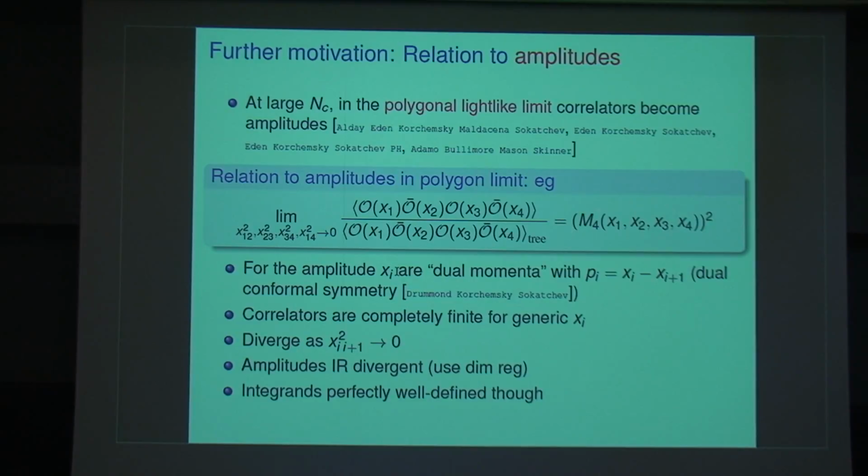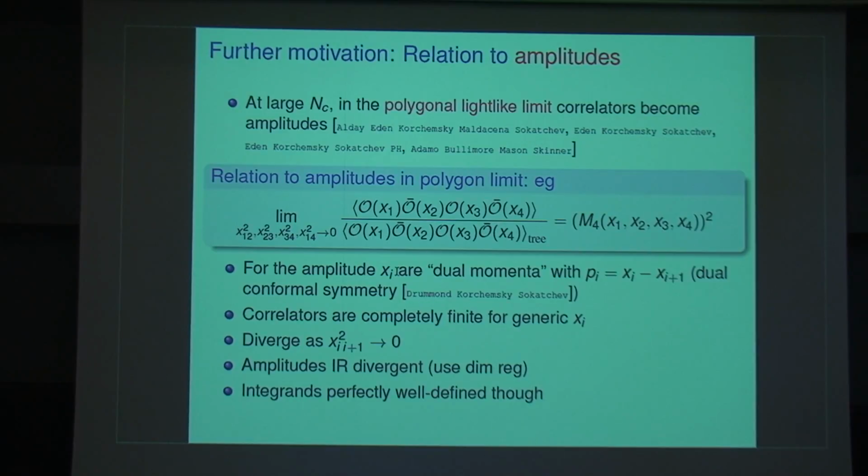So this quantity is infrared divergent, and we can use, for example, dim reg to deal with that. However, the integrand of this object is a perfectly nice rational function. And it's at the integrand level that I'm going to be discussing this.